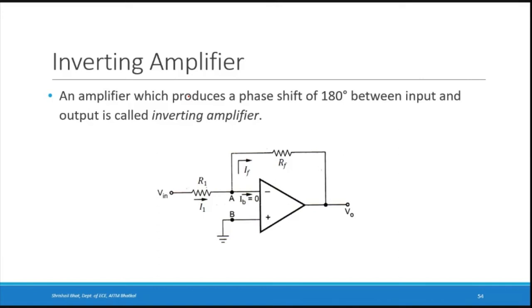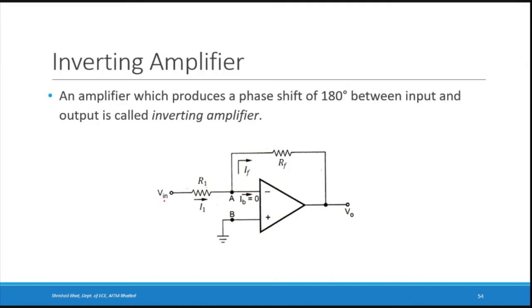An inverting amplifier is a circuit which amplifies the input with a certain gain and which inverts the input. Inverting the input means the output will have a phase difference of 180 degrees compared to the input. So this produces a phase shift of 180 degrees between input and output. Here is the circuit of an inverting amplifier.